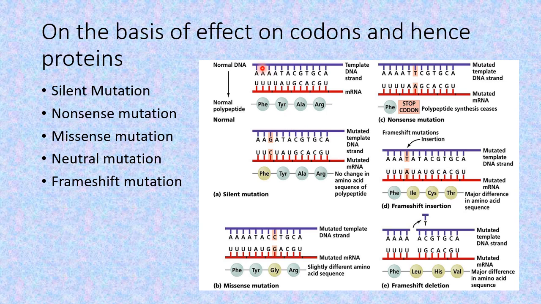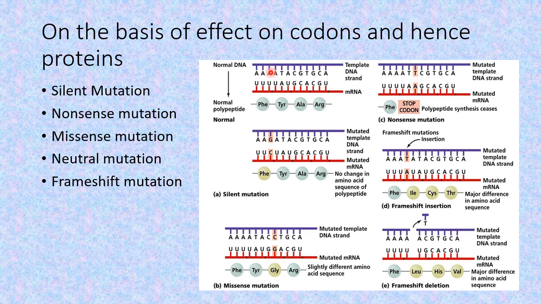So this is the normal DNA template that forms the messenger RNA, and the triplet code of this messenger RNA codes for a single amino acid. So the sequence of amino acids is determined by the sequence of nucleotides present on this DNA template that we are considering in order to understand this type of classification of mutations.